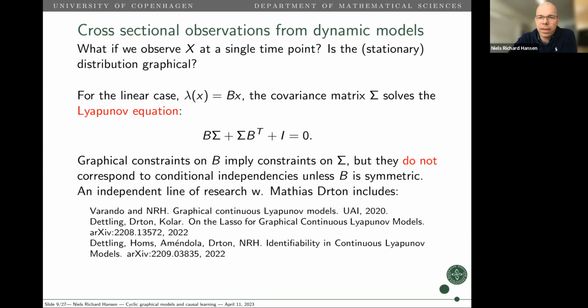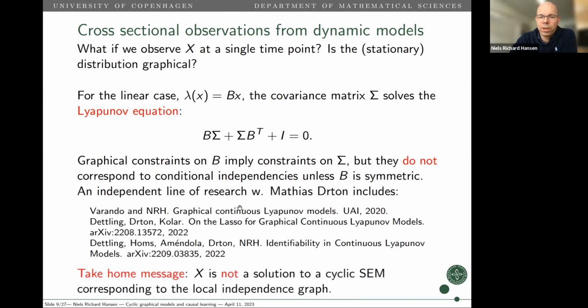There's a completely independent line of research in understanding the constraints implied by restrictions on B, for instance on the covariance matrix here, or more generally on the equilibrium distribution. The important take-home message is that if I look at these stochastic differential equations and look at the cross-sectional observation, this cross-sectional observation is not a solution to a cyclic structural equation model corresponding to the local independence graph. The cross-sectional distribution may have no conditional independencies.